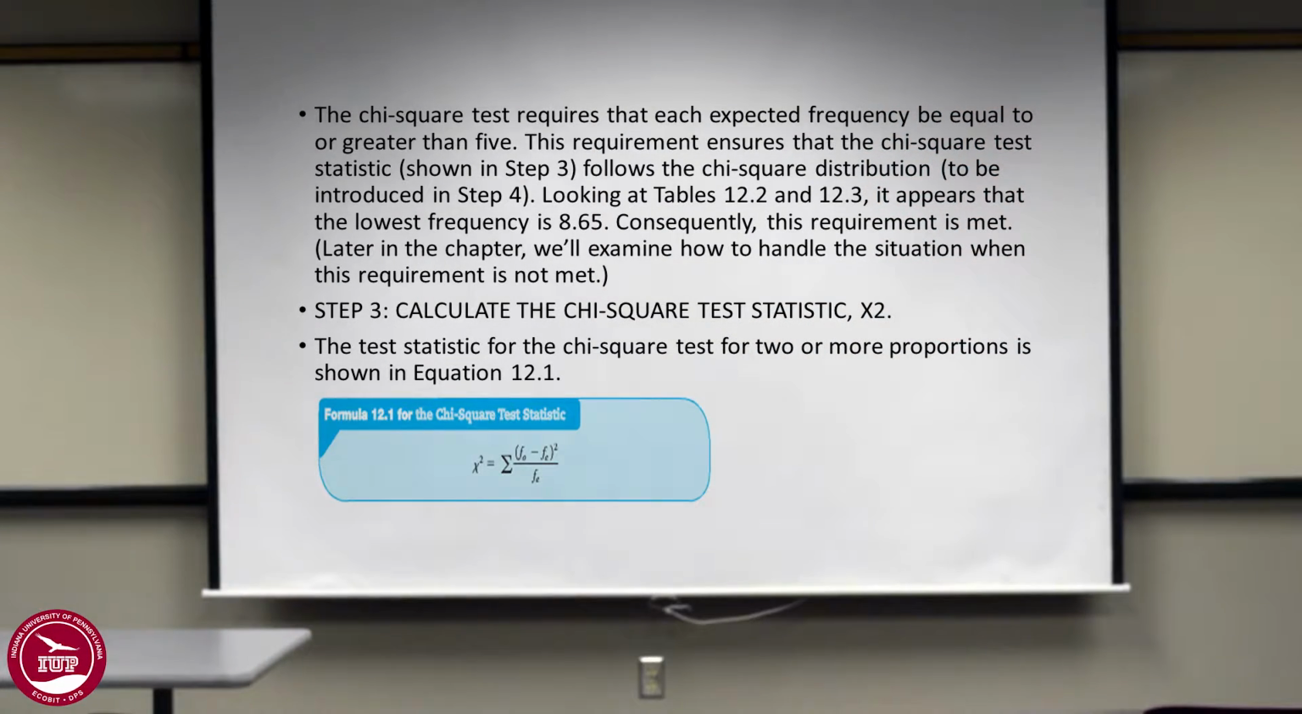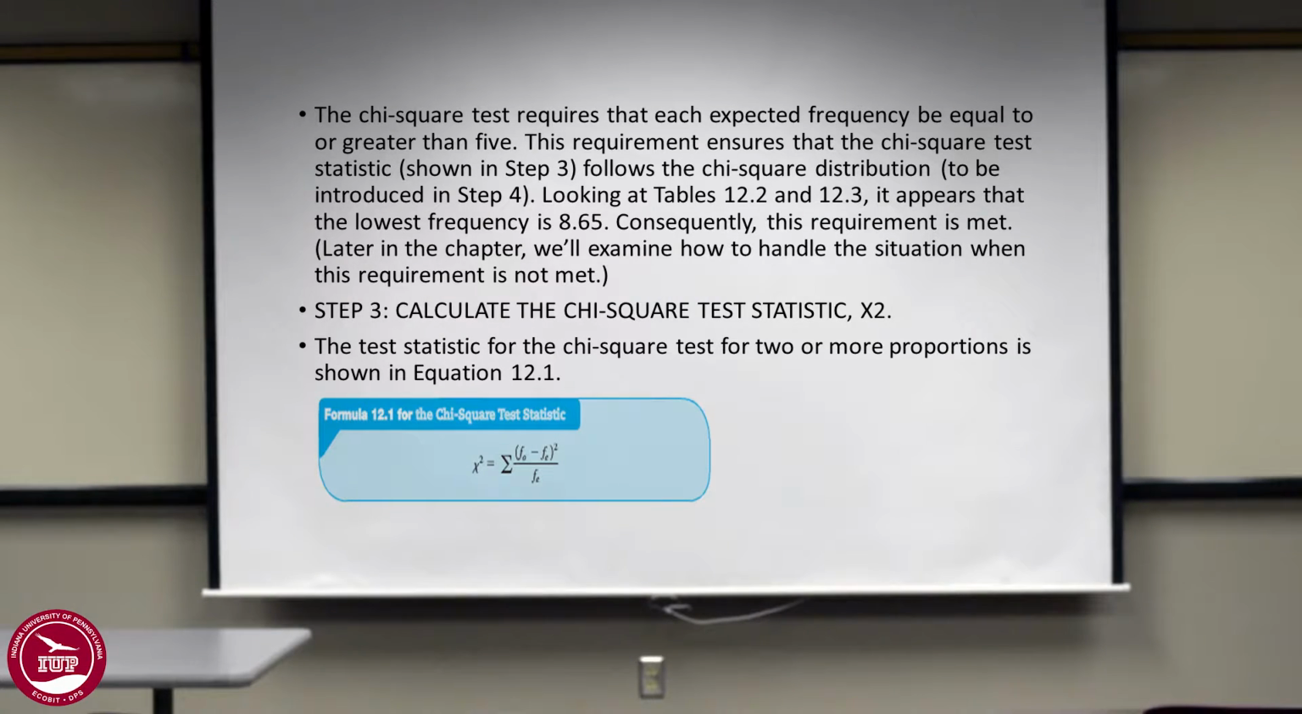The chi-square test requires that each expected frequency be equal to or greater than 5. This requirement ensures that the chi-square test statistic shown in step 3 follows the chi-square distribution to be introduced in step 4. Looking at tables 12.2 and 12.3, it appears that the lowest frequency is 8.65. Consequently, this requirement is met. Later in the chapter, we will examine how to handle the situation when this requirement is not met.